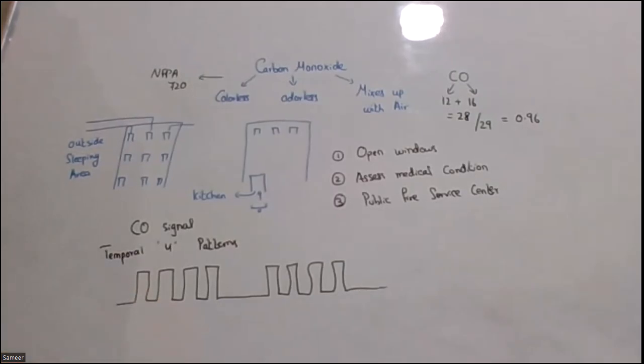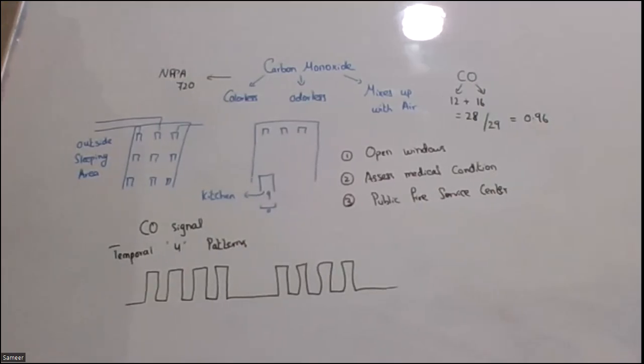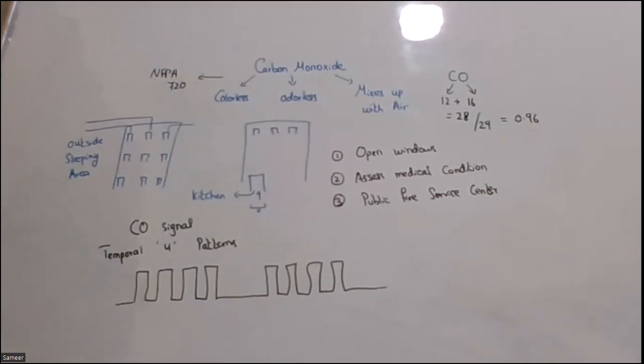So more likely it is going to be a single tone. A single tone temporal 4 signal is going to be four pulses, and then it will be silent. Then again it's going to be 4 cycles of on and off, and then it is going to be silent. So that is a temporal 4 pattern for the carbon monoxide signal.